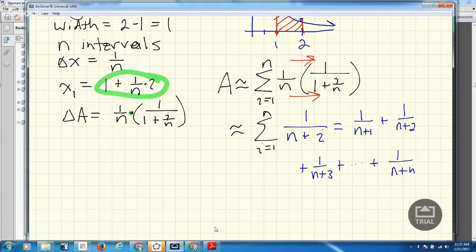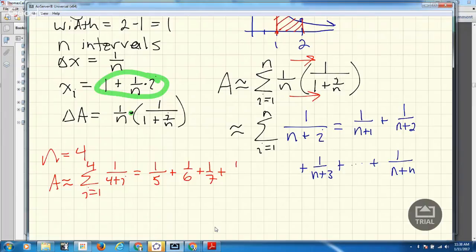So for example, let n equal 4. Then my formula says that my area would be approximately the sum as i goes from 1 to 4 of 1 over 4 plus i, which would then be equal to 1 over 4 plus 1, so 1/5, 1 over 4 plus 2, 1/6, plus 1/7, plus 1/8.